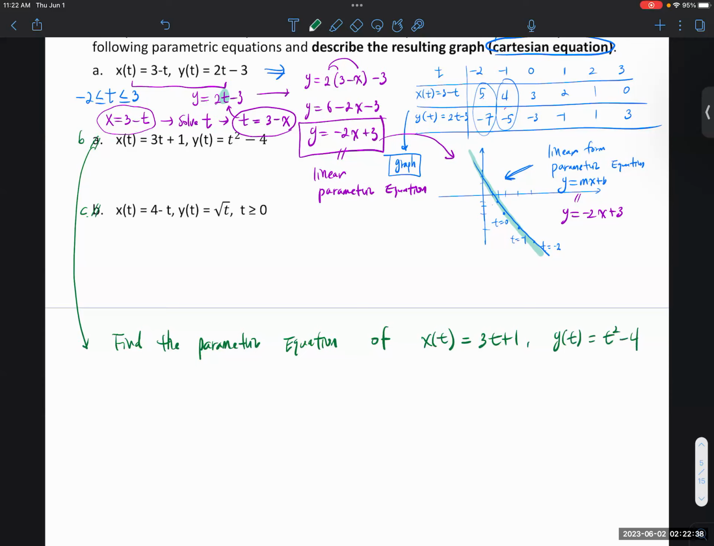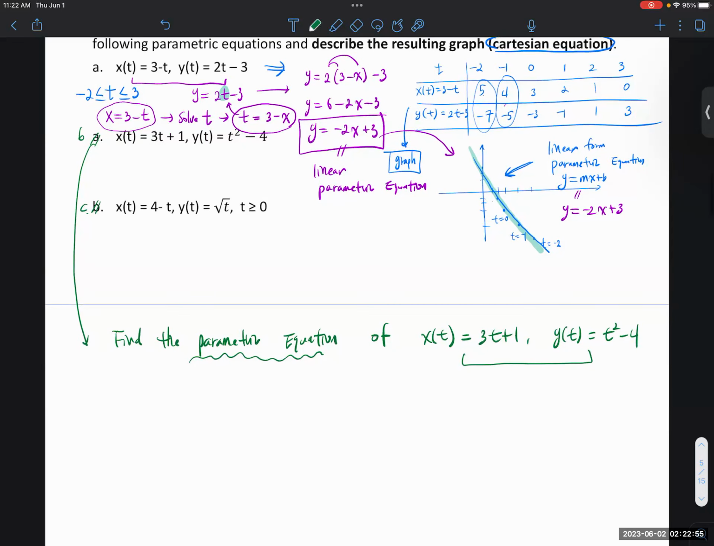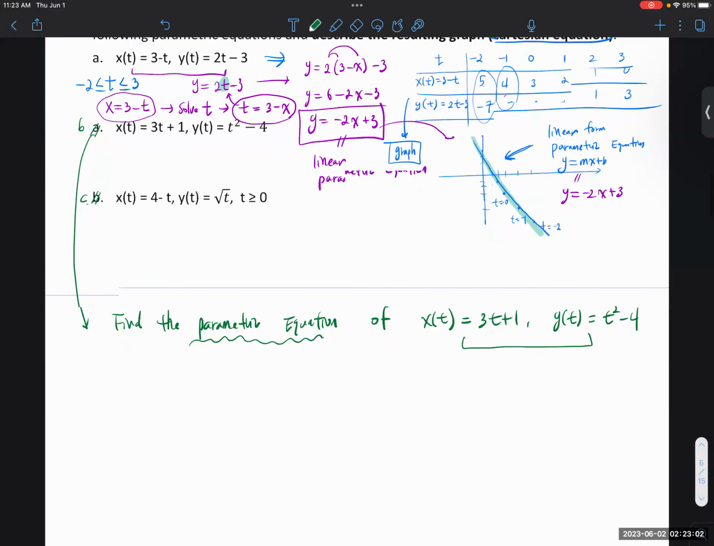So we know that when you create a table, you're going to find out the graph. But I'm going to omit that process for a second because my goal is to find the parametric equation. I know you guys can find the graph, right? But we don't need to, because this substitution method is going to help us find the parametric equation as a shortcut. So let's take a look at that.